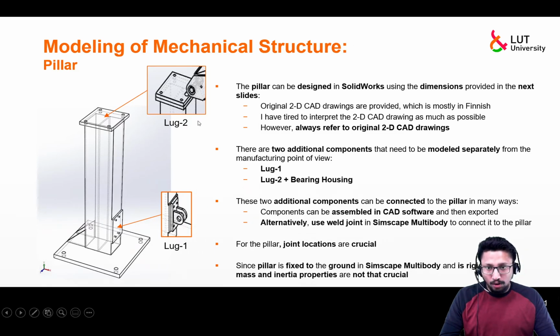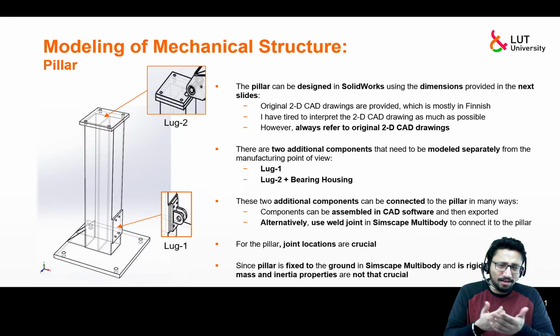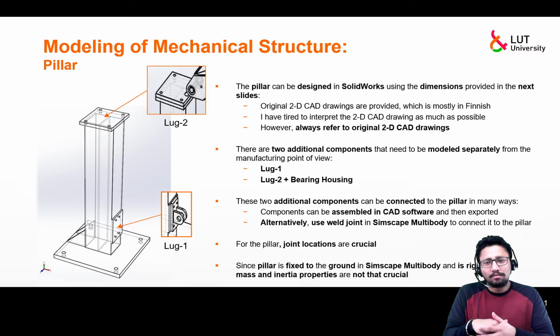By the way, lug 1 and lug 2 can be connected to the pillar in two ways. First, as I told you already, components can be assembled in SolidWorks and then you can export it. Alternatively, you can export all of them as individual components, and then in Simscape Multibody you can use a weld joint to connect them. Both will not make any difference theoretically, but you may want to try both alternatives and see what the difference is.